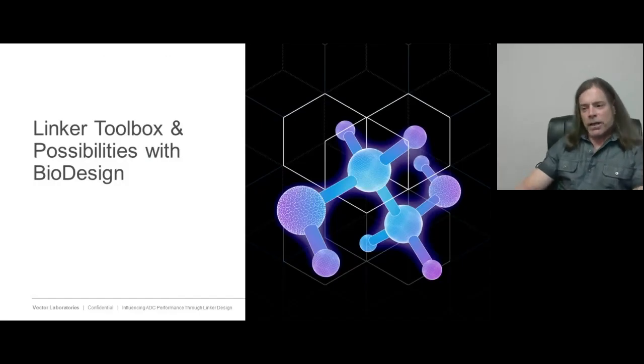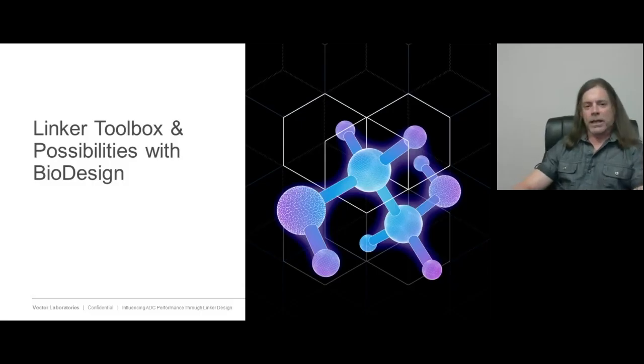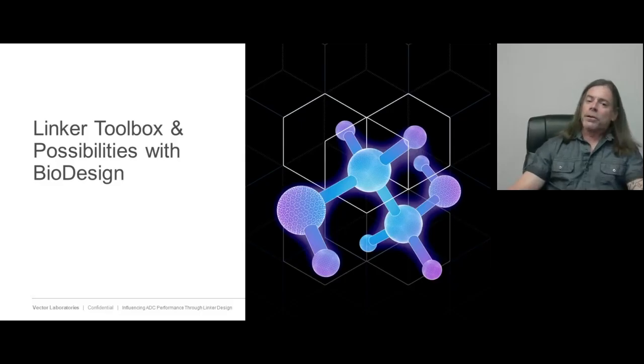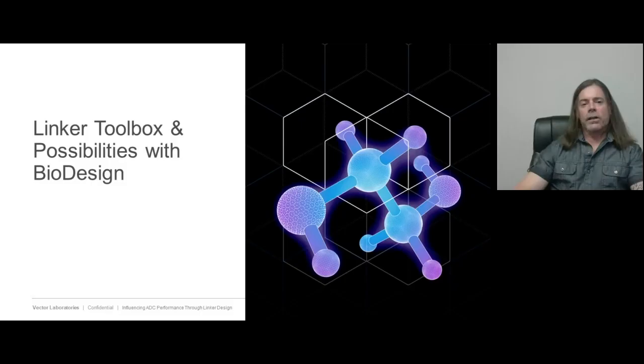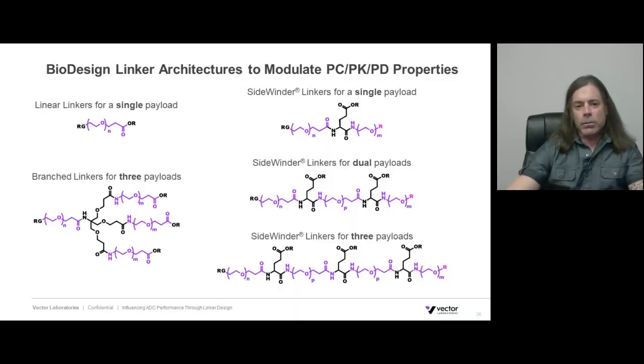So in conclusion, as you can see, choosing a linker for your conjugate is easy in theory, but it's difficult in practice. What's good for the goose is not always good for the gander. And biodesign from Vector Laboratories can help deliver your therapeutic's potential by harnessing proprietary linker architectures, incorporating chemical biology expertise, and leveraging 20 plus years of linker design to provide a toolbox of linkers that you can use for optimizing your ADC's performance. So I just want to open up that toolbox a little bit so you can see what we have.